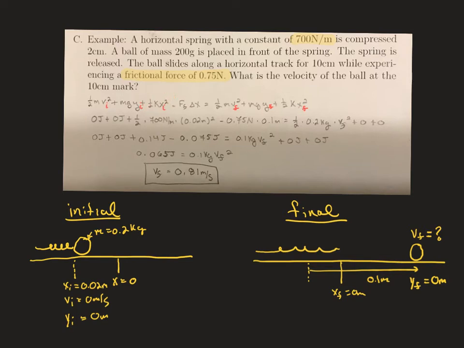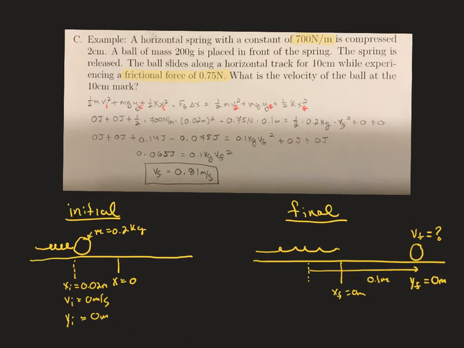Now the spring is compressed initially, so we get 1/2 times 700 newtons per meter, which is the spring constant, times how much the spring is compressed, so 0.02 meters squared. Technically speaking, it should be negative, but we're going to square it anyway, so I never worry about that minus sign. Now we're going to have to subtract off the work non-conservative.